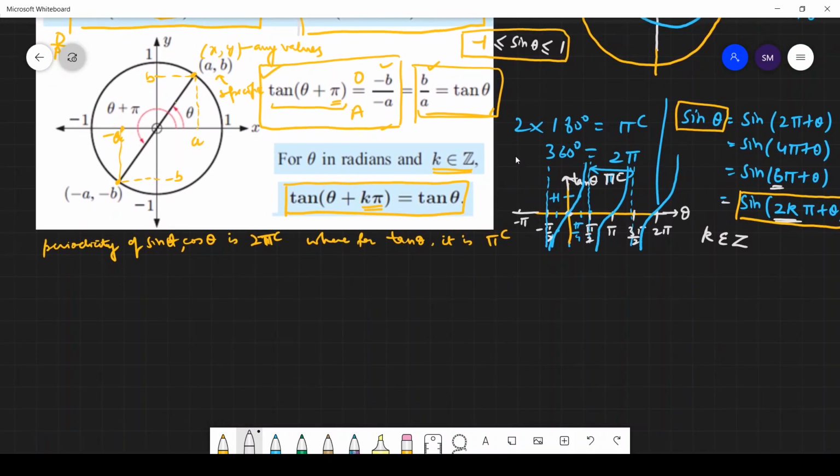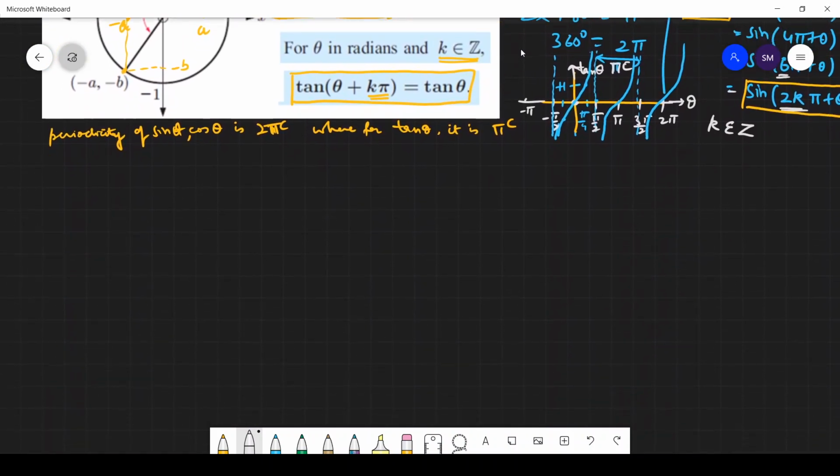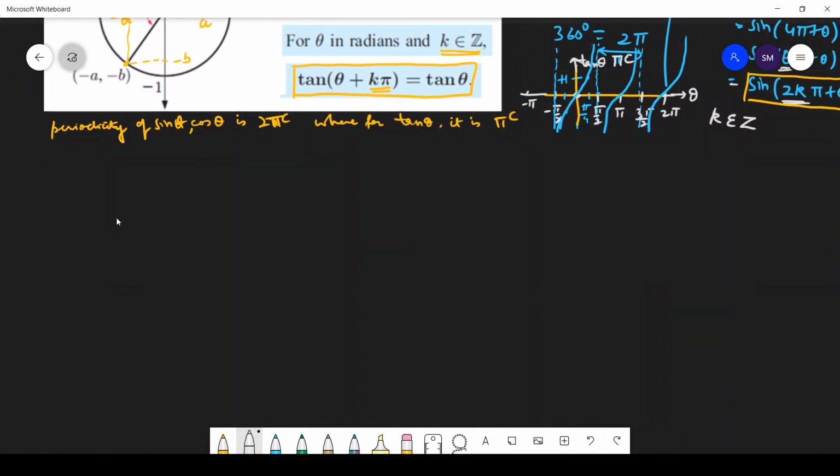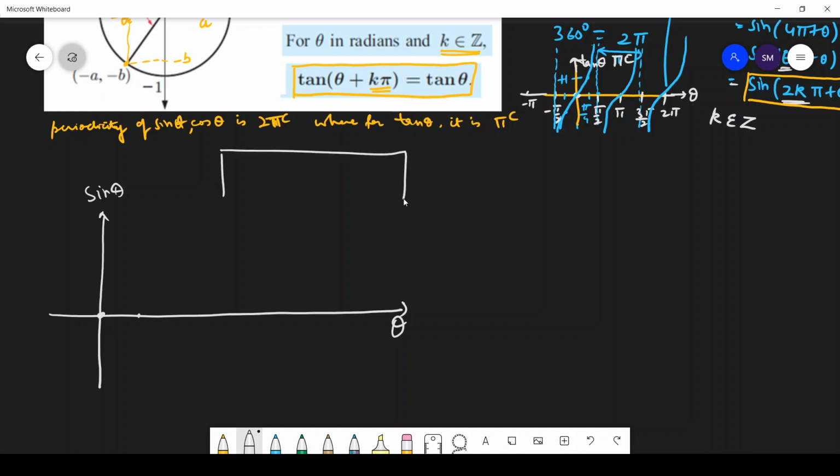So if you would like to draw the graphs again of sine theta and cos theta, very important graphs. This is theta, this is sine theta. Simply like we draw a graph, you can make a table also. But here you are not going to get a straight line. So this is theta, that is your x, and this is your y, that is sine theta.